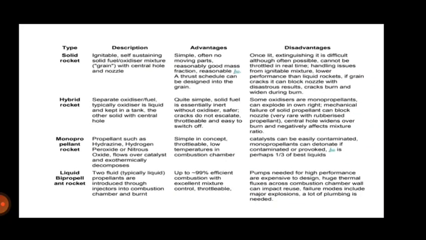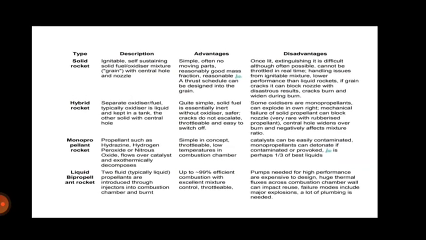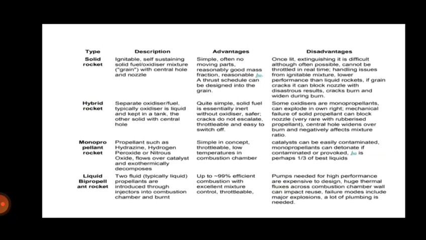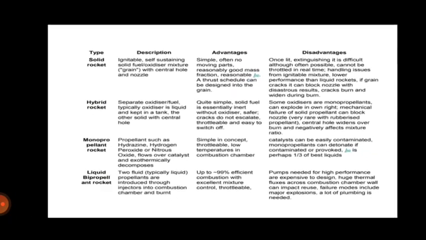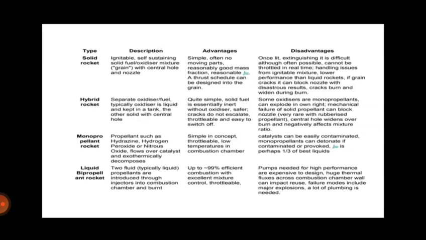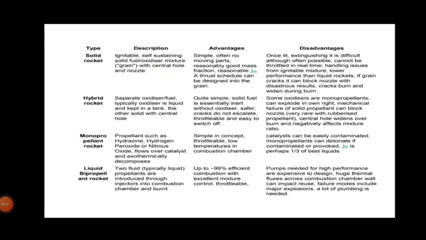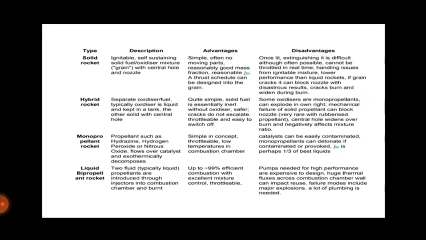Types of rockets: solid rocket, hybrid rocket, monopropellant rocket, liquid bipropellant rocket. About description, advantage and disadvantage. Solid rocket: ignitability, self-sustainability, solid mixture with central hole and nozzle. Hybrid rocket: separate oxidizer and fuel. Typically, the oxidizer is liquid and kept in a tank. The other is solid with a central hole.